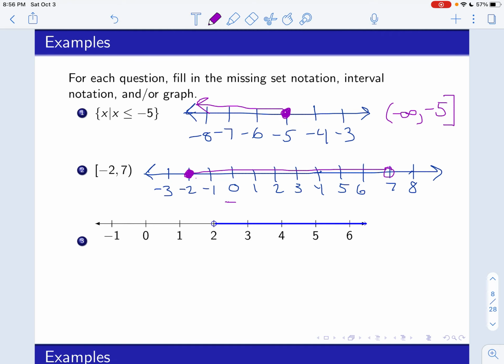So if I wrote that as an inequality, it would say negative 2 is the smallest. It gets a less than or equal. x is in between. And then x is less than 7.